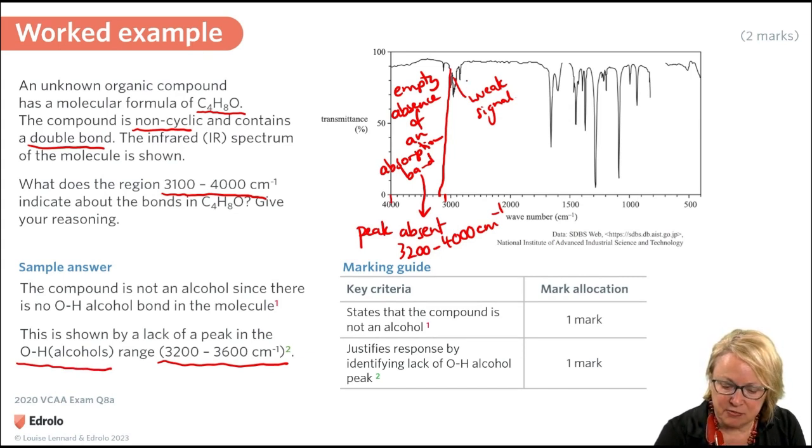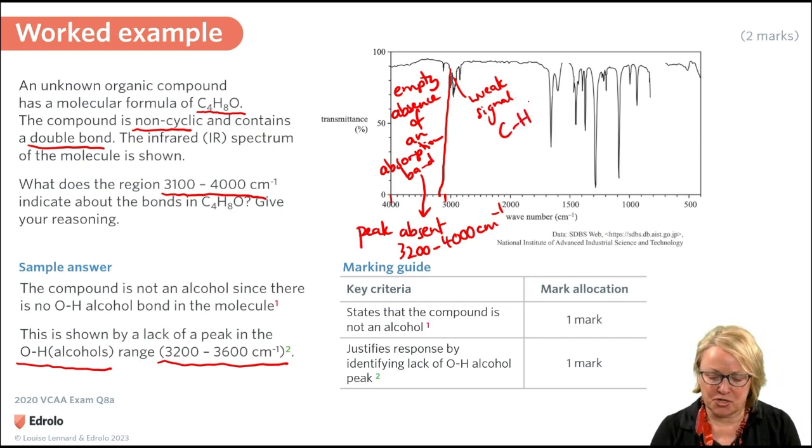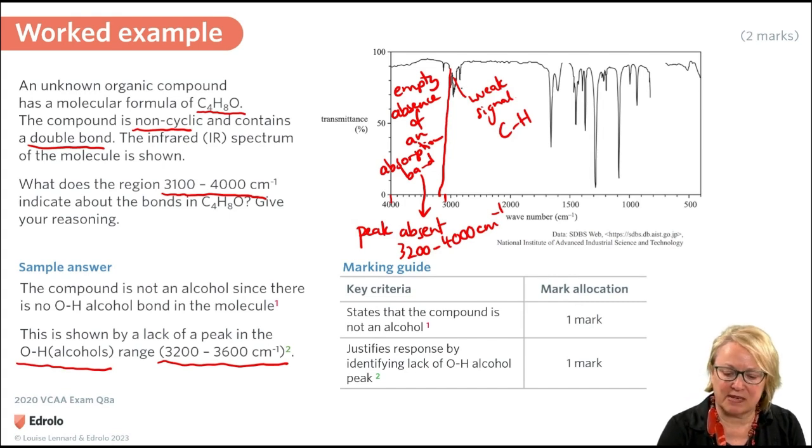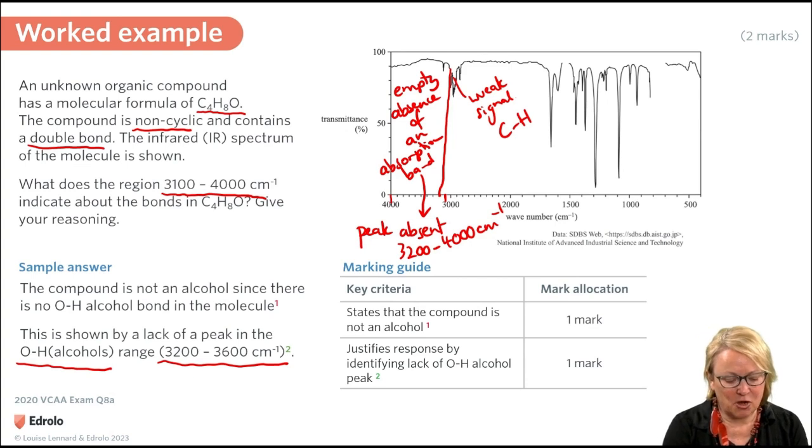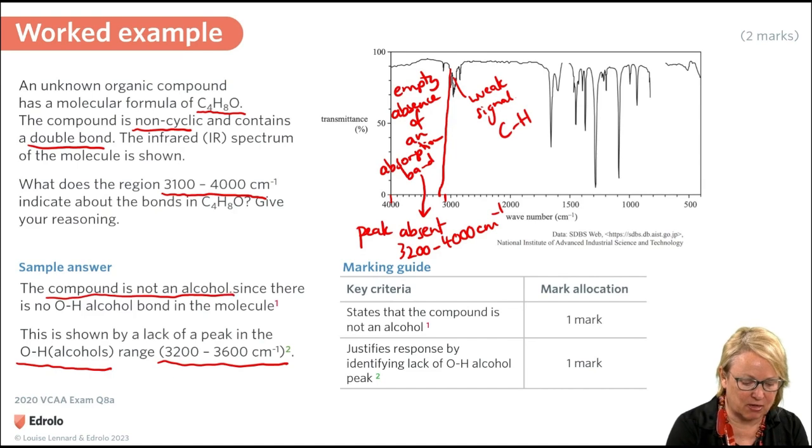This weak signal that we've got around 3,000 is our typical carbon single bond hydrogen signal. So that is what this weak signal is. So because we don't have an OH alcohol, we can say that the compound is not an alcohol.